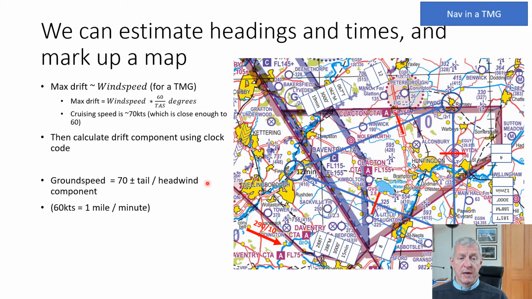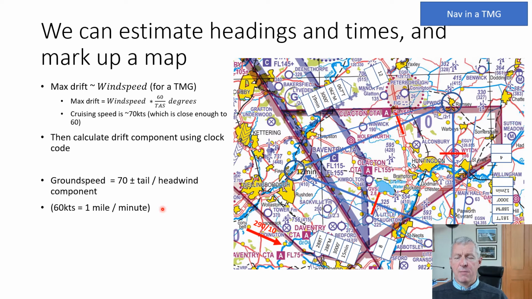Our ground speed, on the other hand, is going to be 70 knots plus or minus our tailwind or headwind. And remember that at 60 knots we do 1 mile a minute. So on the ground, before we go, we can work out roughly what our ground speed is and therefore how much time each leg takes.